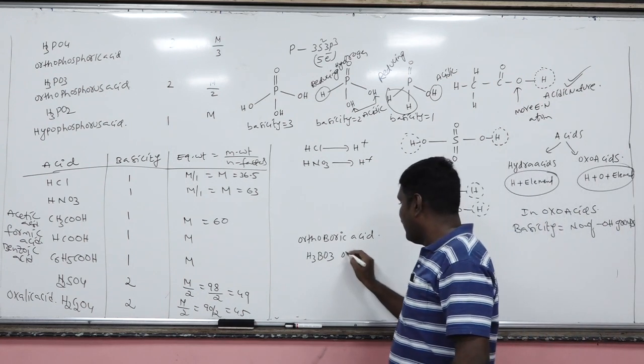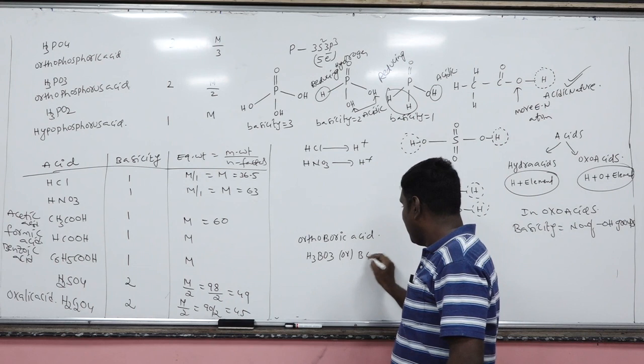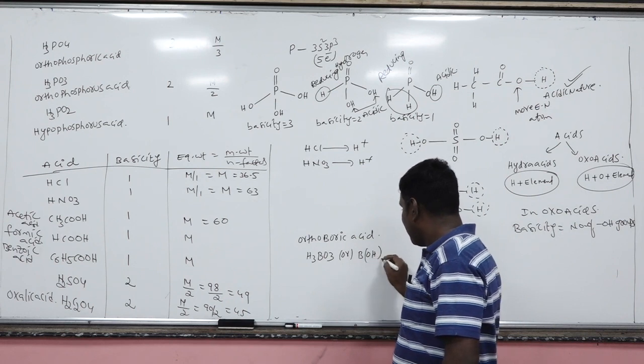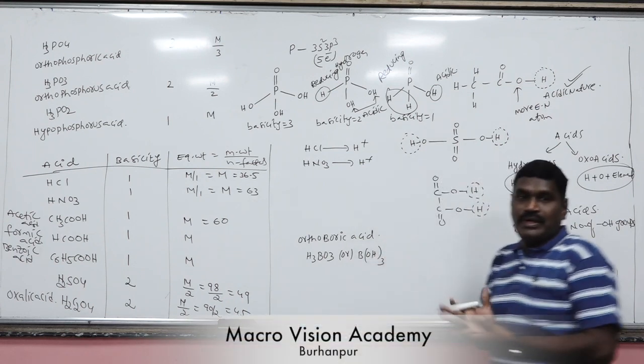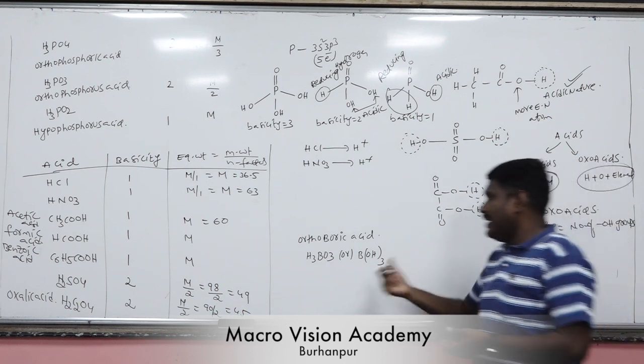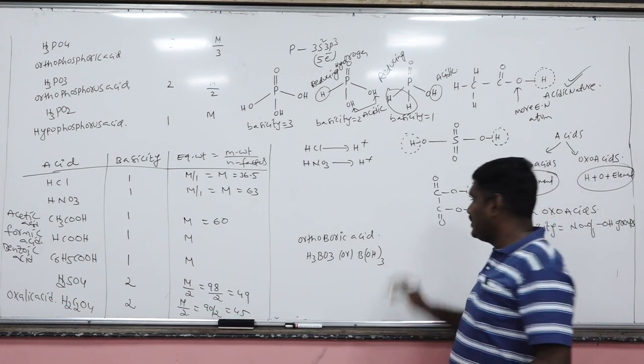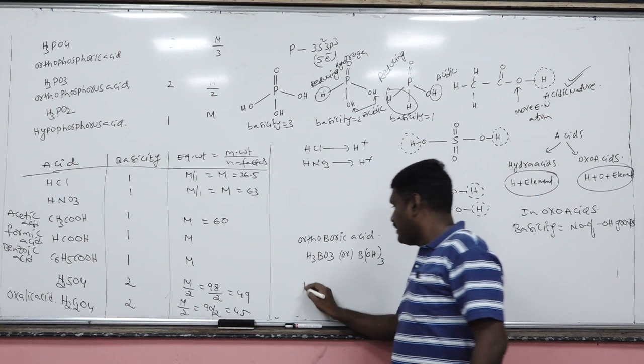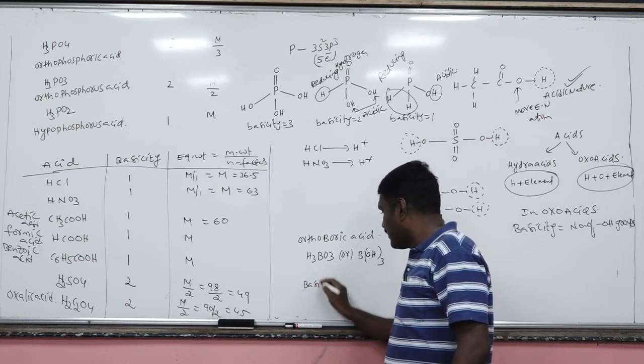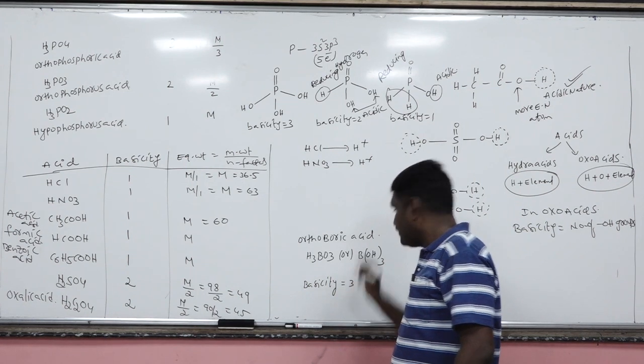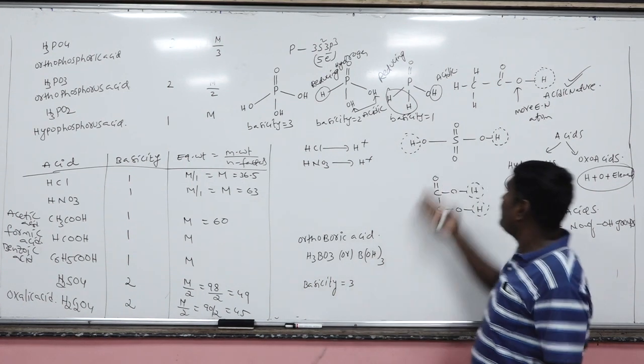Now, I am writing one more structure regarding boric acid. B(OH) taken thrice. Now tell me, what is the basicity of this acid? Most of the students write basicity is equal to 3, because there are 3 OH groups present.